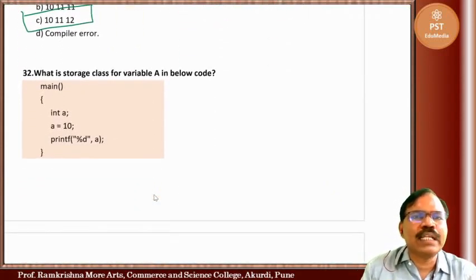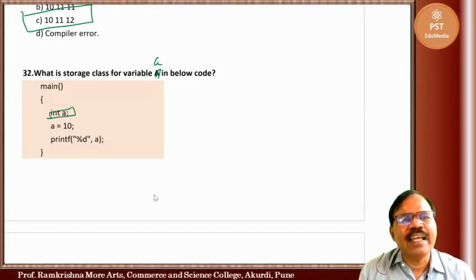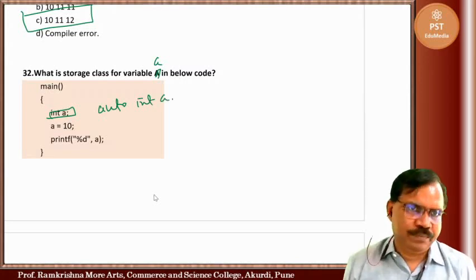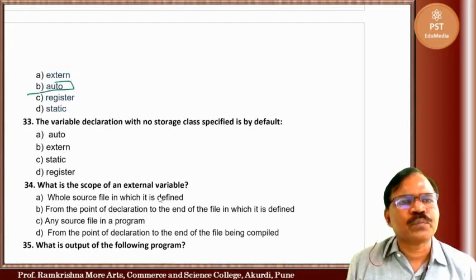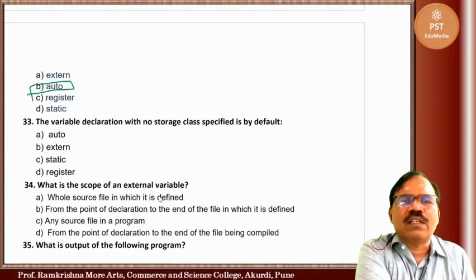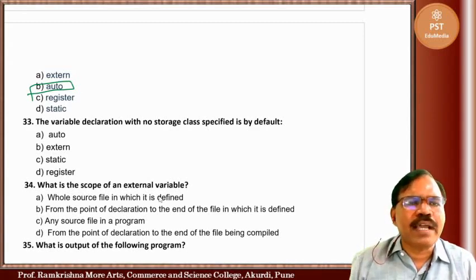Now what is storage class for variable small a here in below code? So here it is general program. So if we write int a, it is actually auto int a. It is automatic variable. So it is auto. The variable declaration with no storage class specified is by default auto.